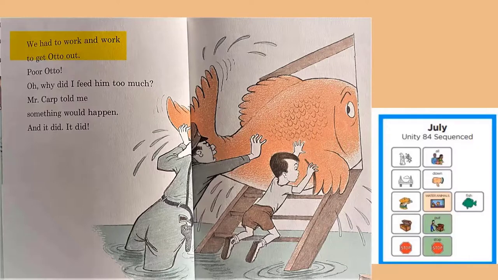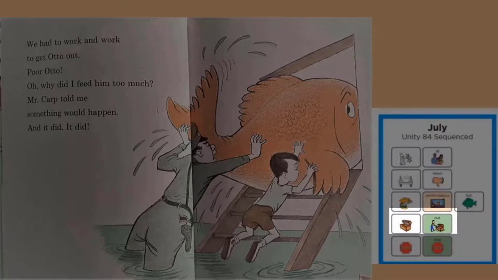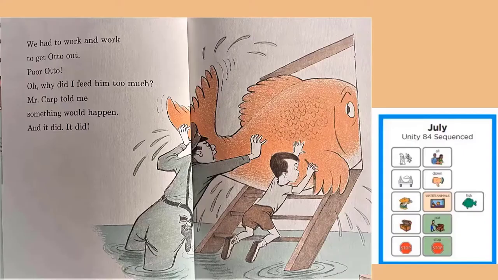We had to work and work to get Otto out. Poor Otto. Oh, why did I feed him too much? Mr. Carp told me something would happen. And it did. It did. Otto will not stop growing. I wonder where they're going to put him now.